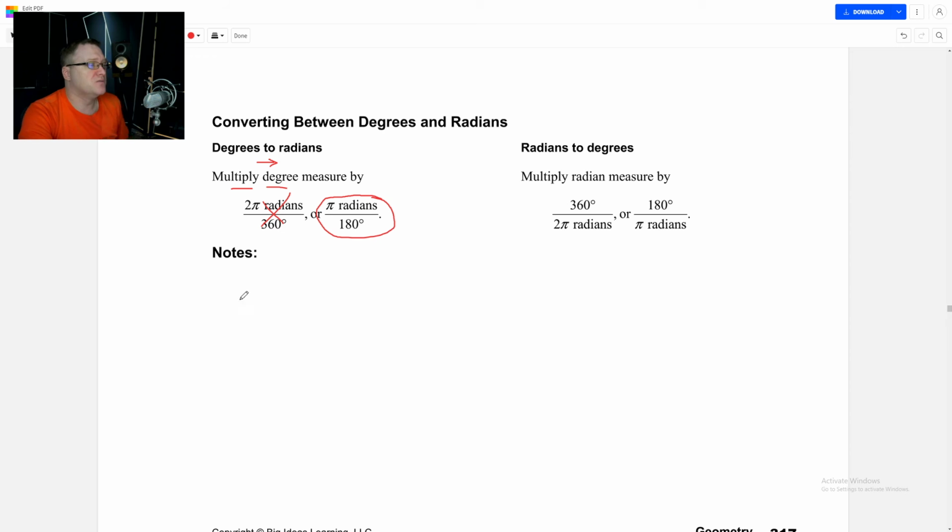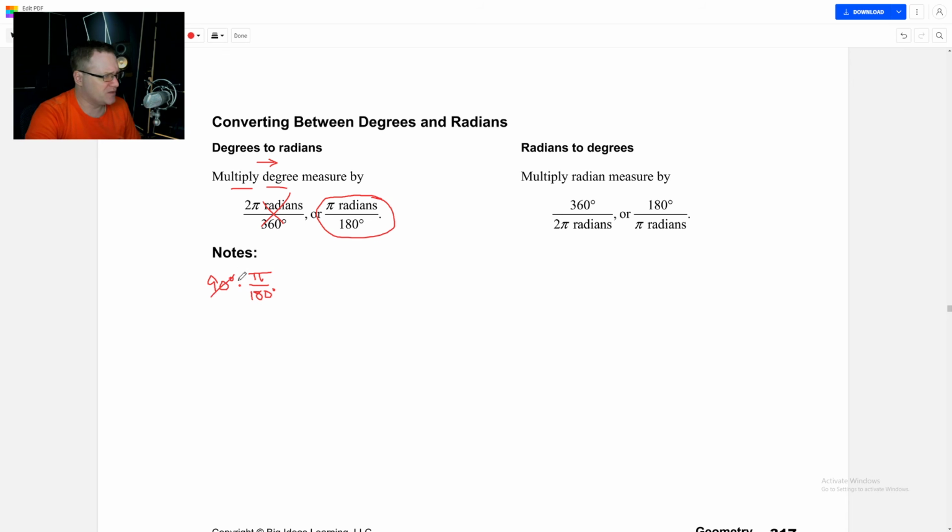What does that mean? Well, let's do an example. Let's say I tell you we have a 90-degree angle, and we want to change it into radians. So what is 90 degrees in radians? Well, all we have to do is multiply by pi over 180 degrees. That's it.